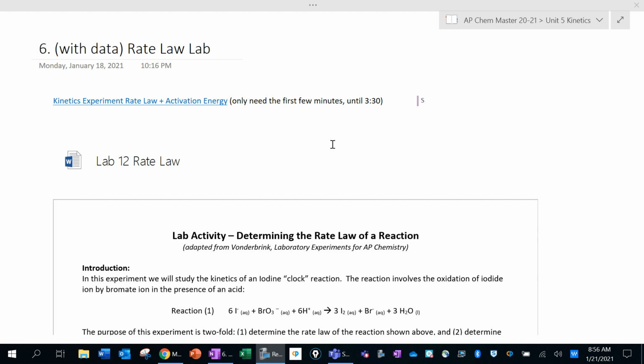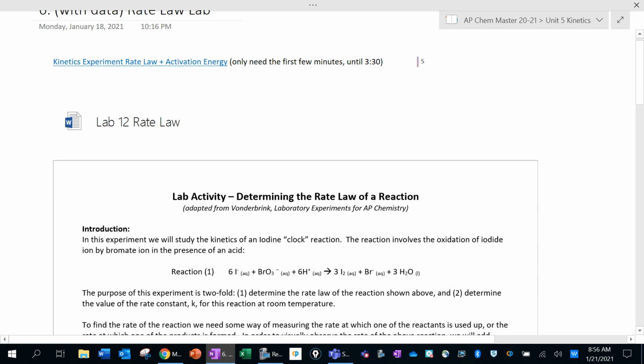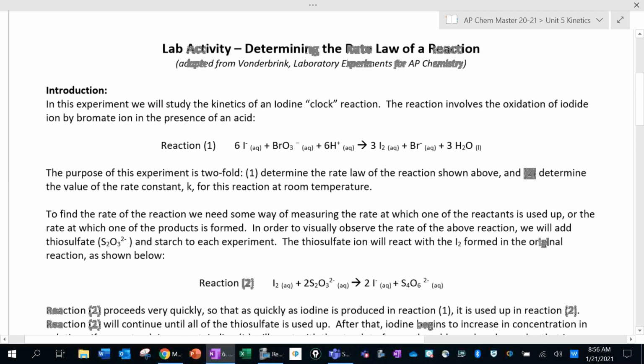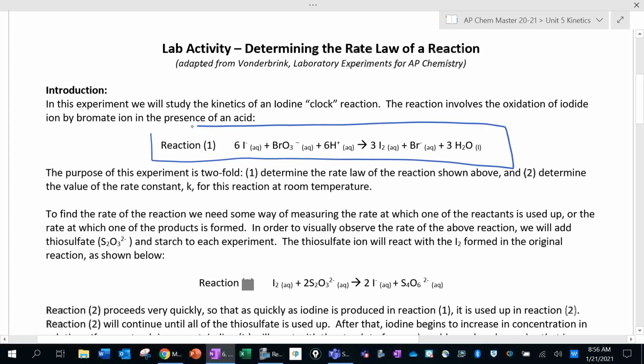And the goal behind this is we're trying to determine the rate law for this reaction right here. This is known as the iodine clock reaction, and it is a cool reaction that we use in kinetics because we can see this turn from clear to blue. So it's a very clear indicator of when the reaction has reached a certain point. So this is the reaction. Again, I'm trying to find the rate law of it.